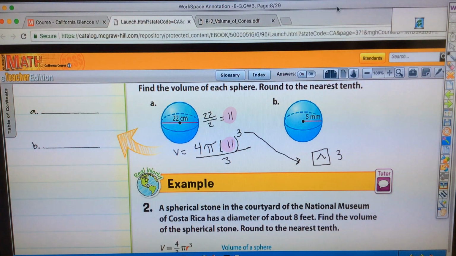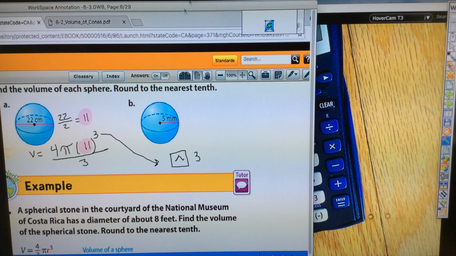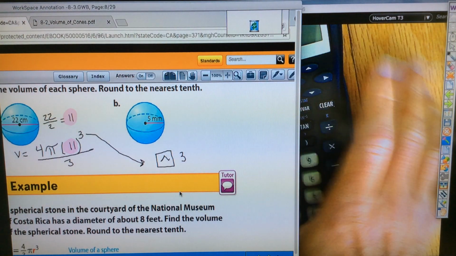So one of the most common mistakes in Chapter 8, Lesson 3 is people are so used to squaring radius, they forget that it's not squaring, it's cubing. You're cubing the radius. So just to give you a little reminder, you're going to use the to the power of button and then a 3. So let me model this for you guys in the calculator.